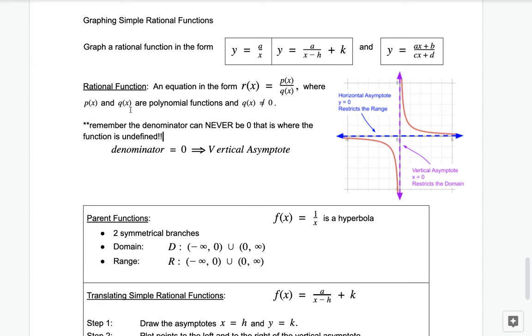So a rational function is an equation in the form r of x equals p of x divided by q of x. So we have a function divided by a function, where p of x and q of x are polynomial functions, and q of x cannot be equal to 0. That means the denominator cannot be equal to 0 because we cannot divide by 0. Where the denominator is equal to 0, there is a vertical asymptote.